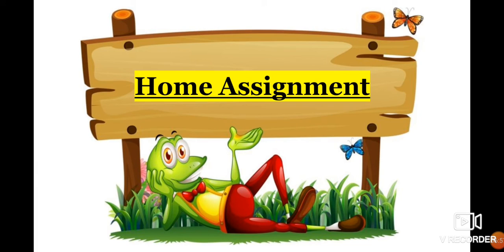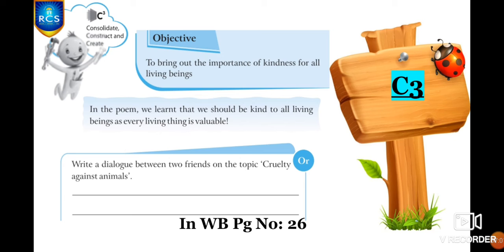And now it's time for a home assignment. In workbook page number 26, it's a creative part, right? And what is the objective of this creative part? To bring out the importance of kindness for all living beings. We should be kind enough to each and every living being around us. Yes, this is the objective of this chapter.